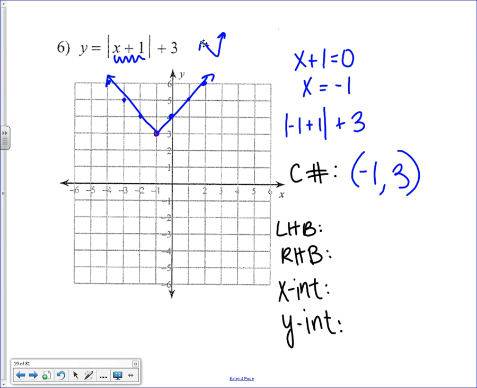Okay, left and right hand behaviors, both increasing. X-intercept, there isn't any. And the y-intercept, awesome. Okay, I feel like I'm kind of rolling here. How's everybody doing? Do they have enough time to write everything down? Yeah?